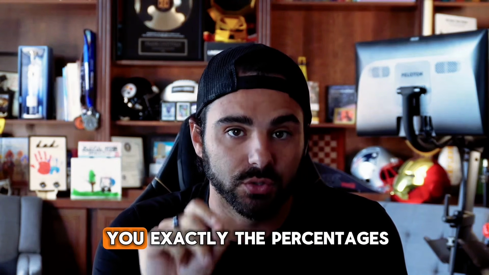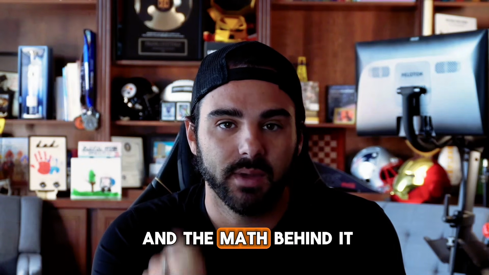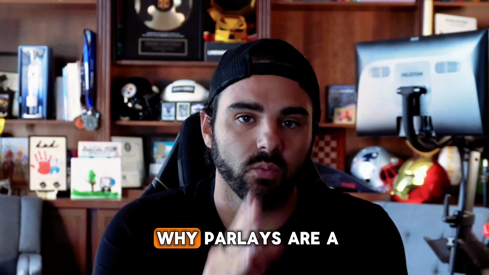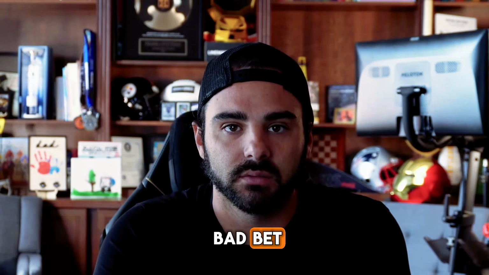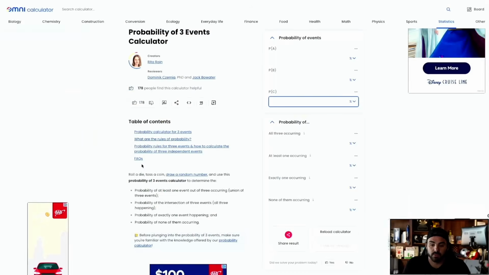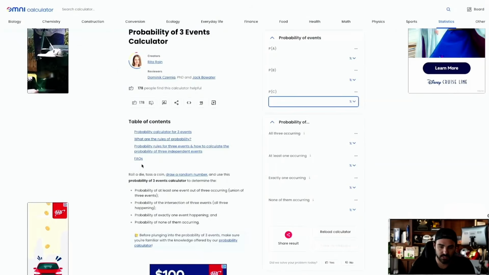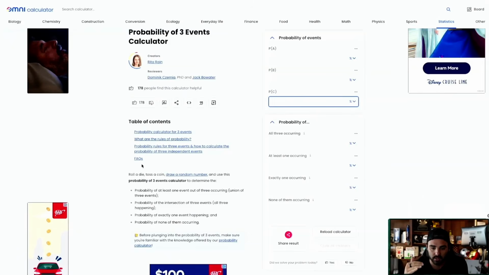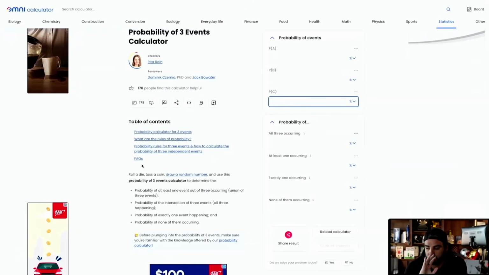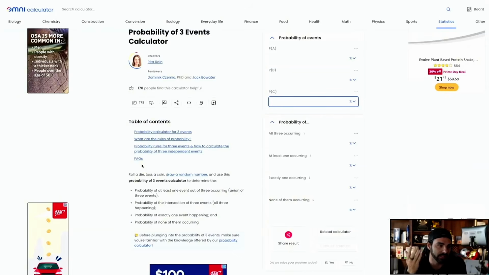And I'm going to show you exactly the percentages and the math behind it to make you understand why parlays are a bad bet. All right, so you guys are probably looking at this page wondering, what is this that you just pulled up? Well, this is a calculator that calculates the probability of an event occurring. So we're going to do an example of a three-team parlay, okay? Because a three-team parlay, most people think is safe. They think that's the safe mark for a parlay. If I do three teams, it's not going to be as bad.